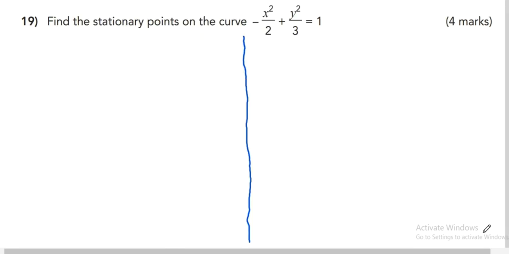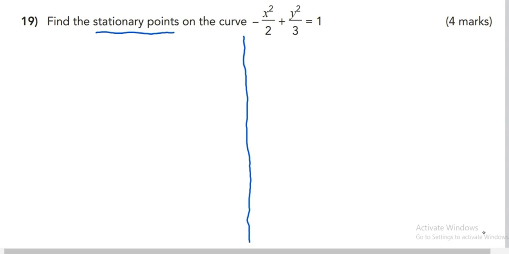Question 19. Find the stationary points on the curve negative x to the power of 2 over 2 plus y to the power of 2 over 3 equals 1. Here in this function he asked to find stationary points. If we want to find stationary points for any function, it means we have to find the first derivative and then put the first derivative, which is dy by dx, equal to 0, and solve the equation to find the values of letters x and y. We'll find x, then substitute to find y.